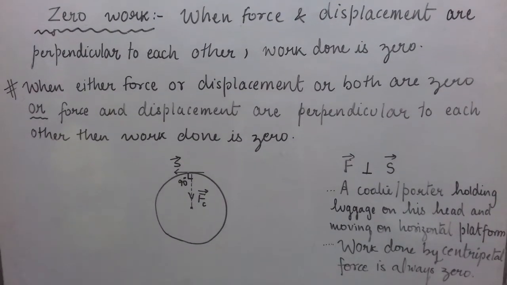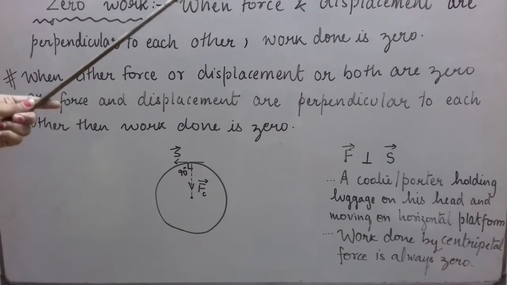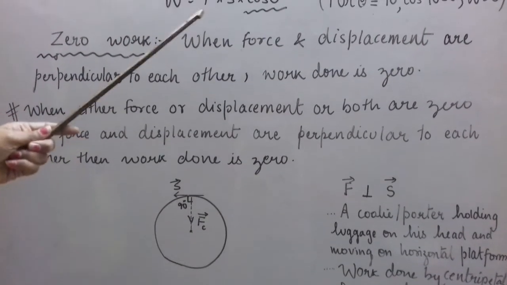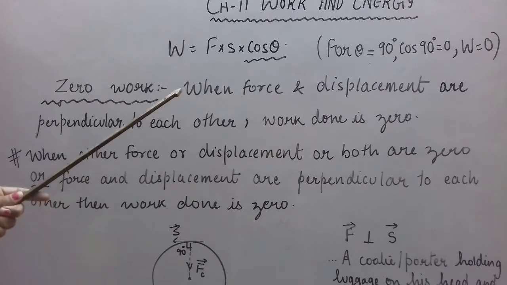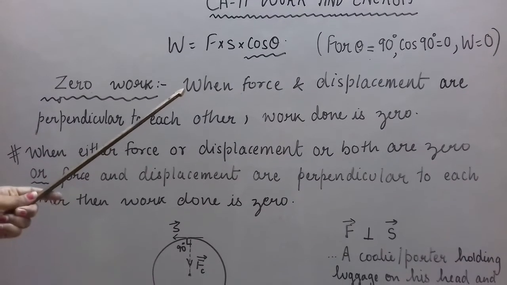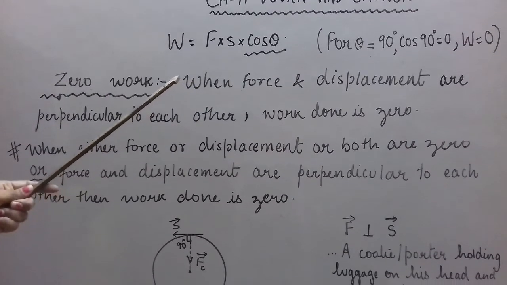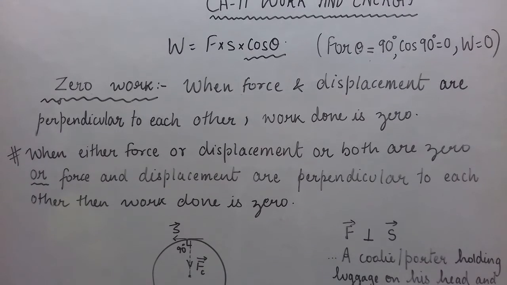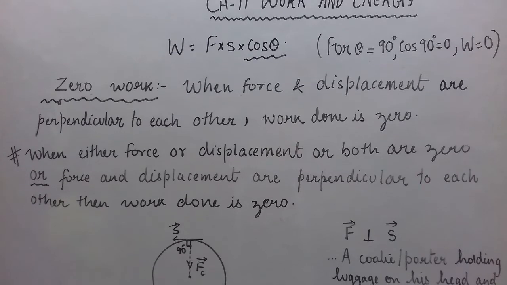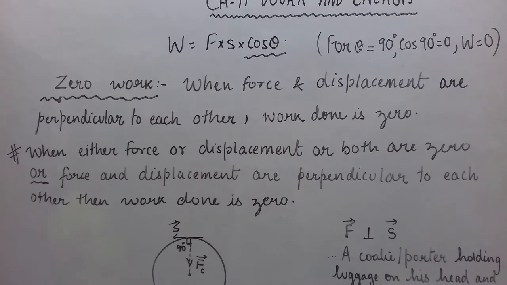Because as I have said, then F is not 0, S is not 0, and cos theta is also not 0, because I am specifying the condition that theta is other than 90 degrees. When the question is define work, you have to give the definition. When the question is when work is said to be done, you have to answer it properly as I have told you now.